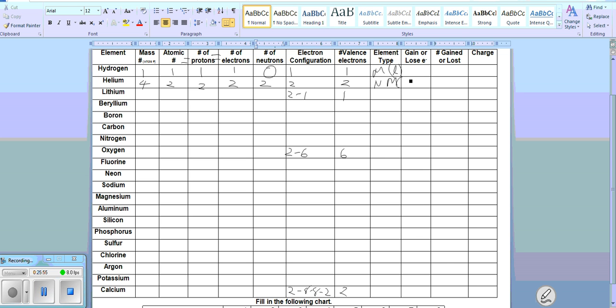That should be an R for right. Everything to the left of the stair-steppy line is a non-metal. Everything to the right is a metal.